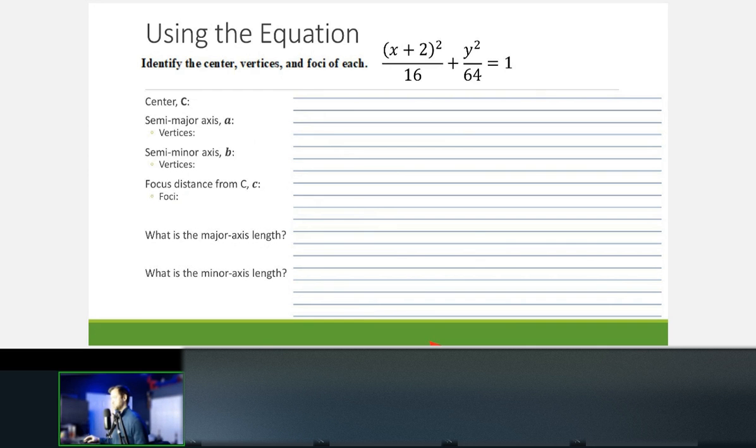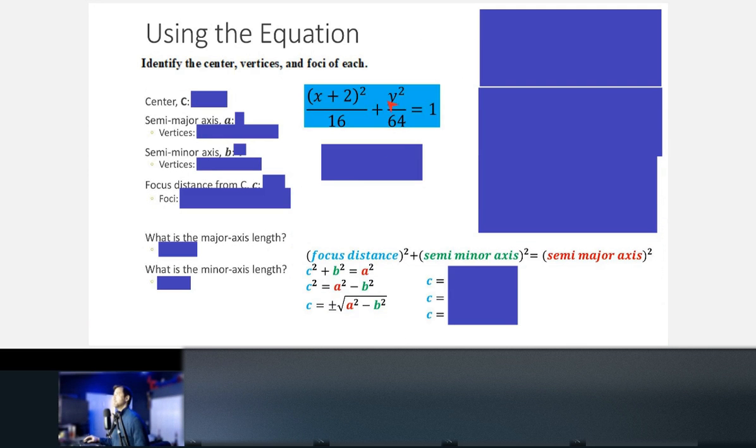All right, let's run through this one together. So same problem. I just put the original problem right here. What is our center? What's our center coordinate? H comma K. -2, 0. Yeah, that is correct. -2, 0.